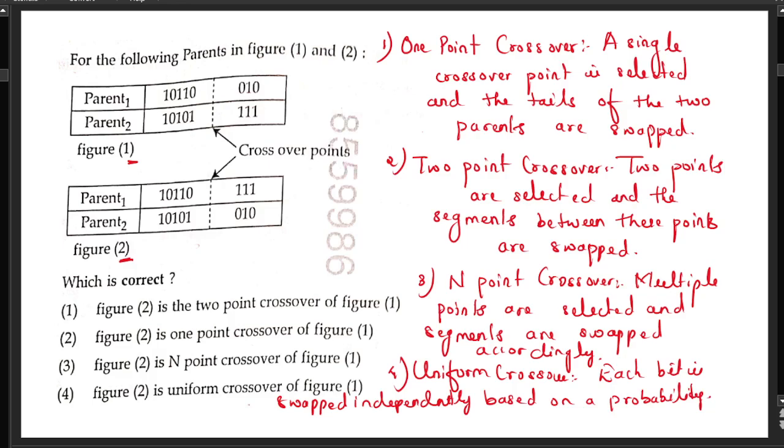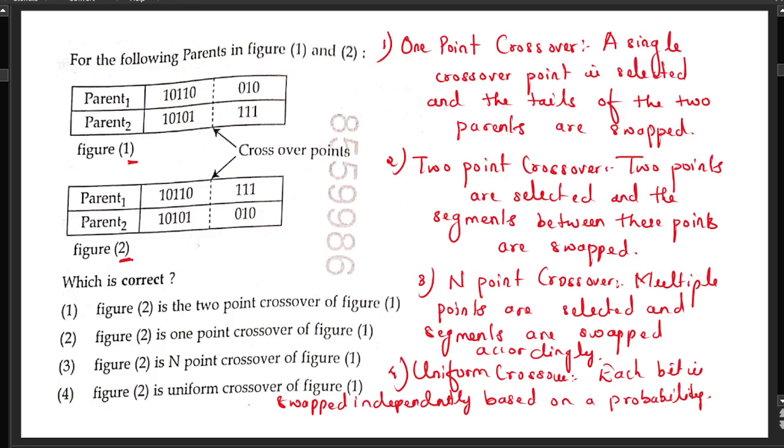Let's see now. If we analyze parent 1 and parent 2, then this is 1 0 1 1 0, and this is 0 1 0, and this is 1 0 1 0 1, and this is 1 1 1. So this is our figure 1. Now if we talk about figure 2, then to determine the type of crossover, we need to see how the bits are swapped between the parents of figure 1 to figure 2.